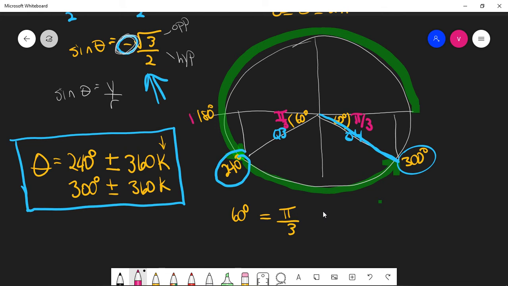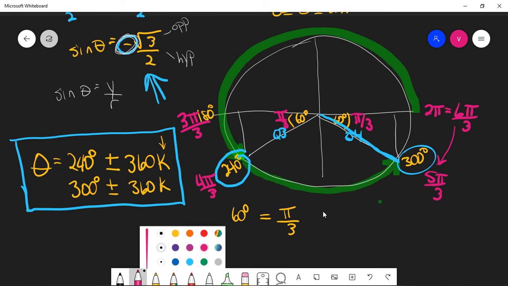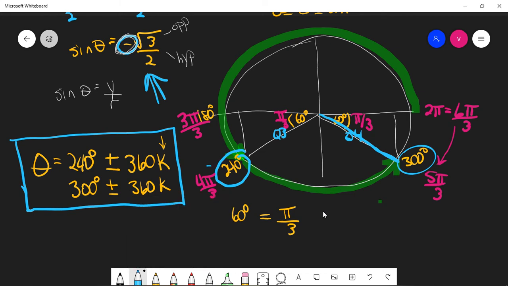180 is the same as pi. Pi is the same as 3 pi over 3, right? 3/3 is the same as 1. So 3 pi over 3 plus pi over 3 is 4 pi over 3. And then if you keep going around, 2 pi is the same as 6 pi over 3, right? To multiply by 3/3. So 6 pi over 3 backwards pi over 3. So this 300 is the same as 5 pi over 3. So here are your 2 answers in radians.